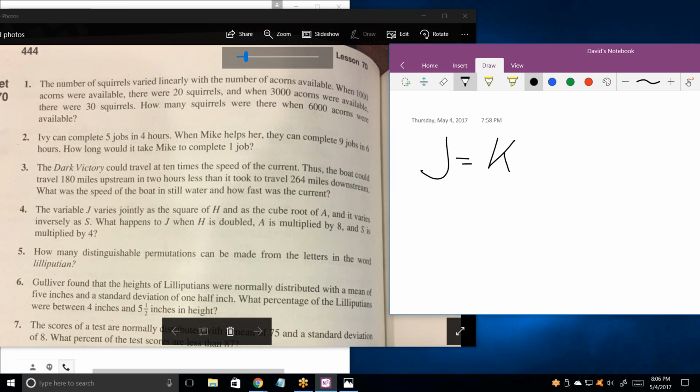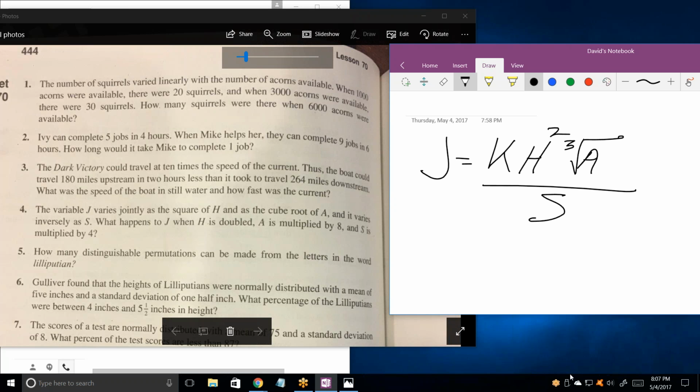Now, it varies jointly as the square of h, which looks like that, and as the cube root of a. The cube root of a. And it varies inversely with s. So that's how I write that.